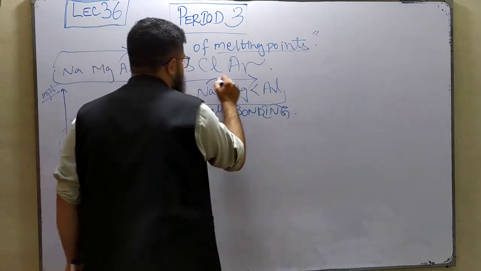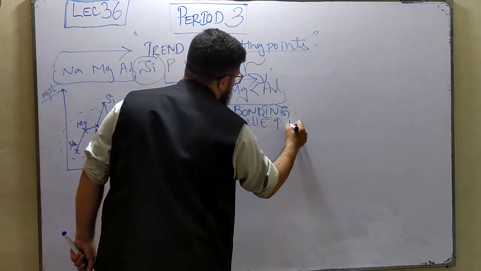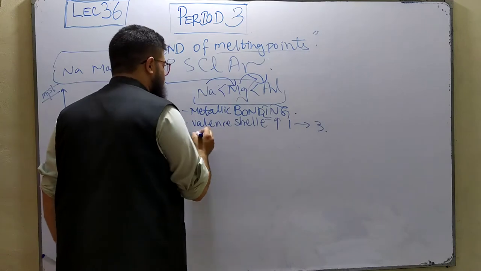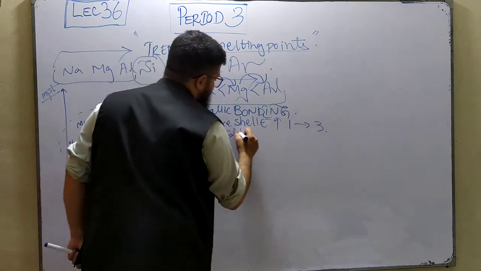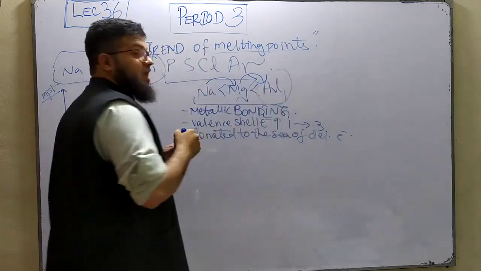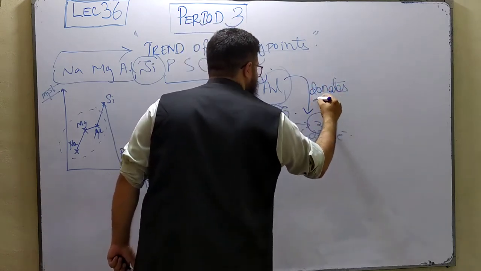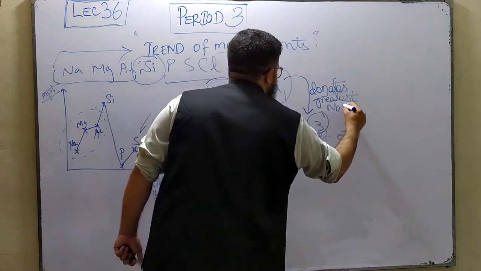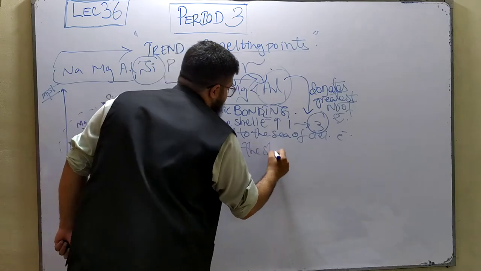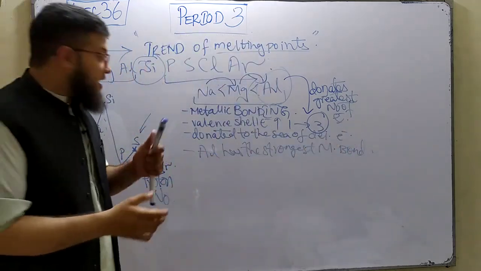The second point is that as you go from sodium to magnesium to aluminum, the valence shell electrons increase from 1 to 3. Sodium has only 1 valence shell electron, aluminum has 3 valence shell electrons. The valence shell electrons are donated to the sea of delocalized electrons. Since aluminum donates the greatest number of electrons to the sea of delocalized electrons, aluminum has the strongest metallic bonds. And so the greatest energy is needed to overcome the metallic bonds present in aluminum.